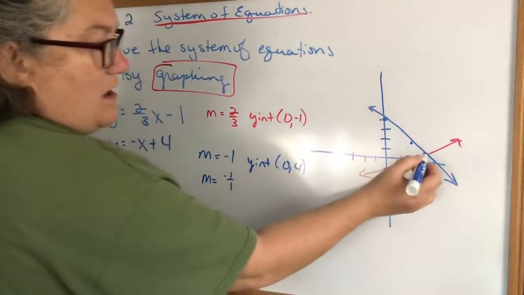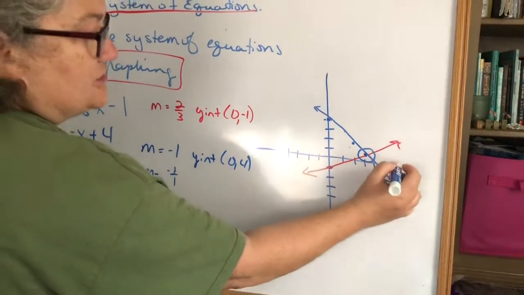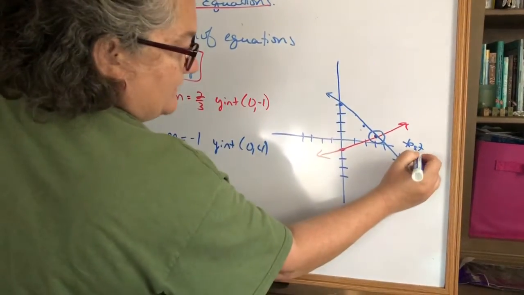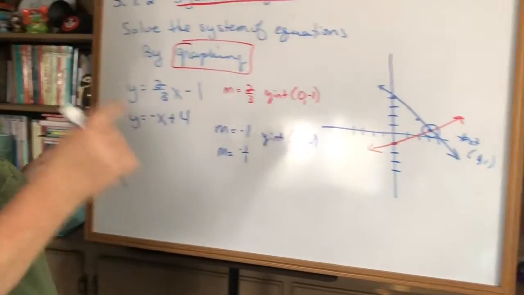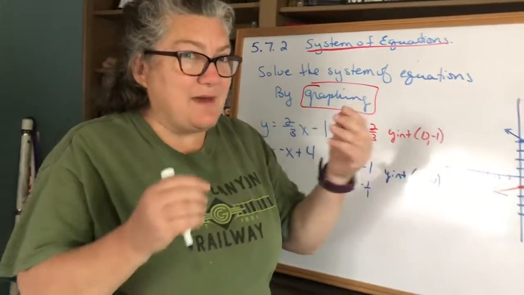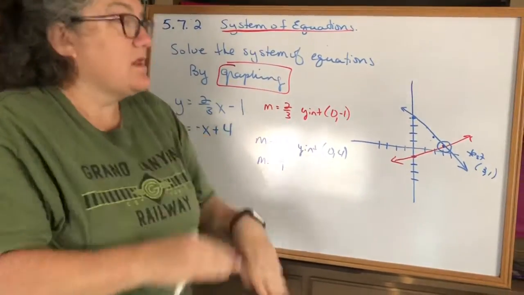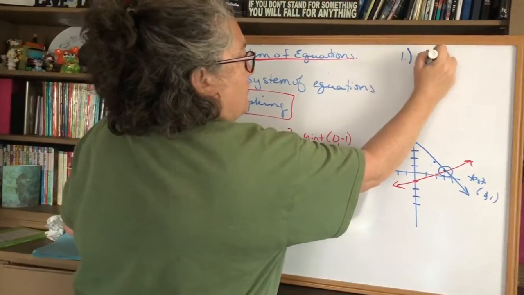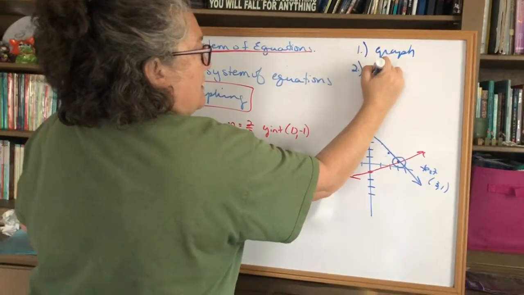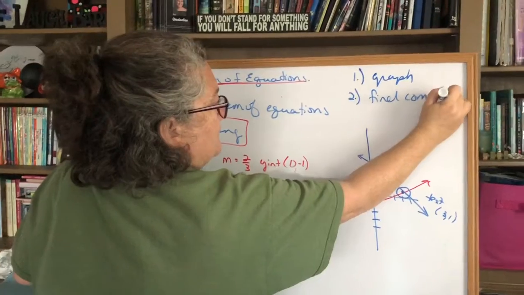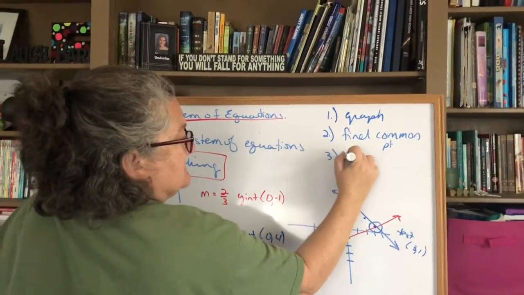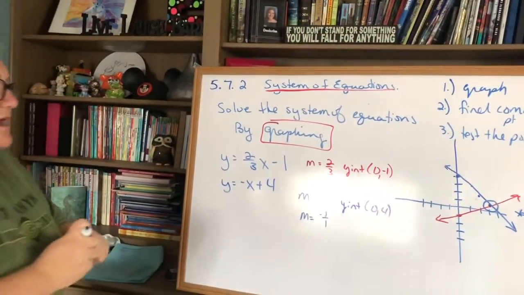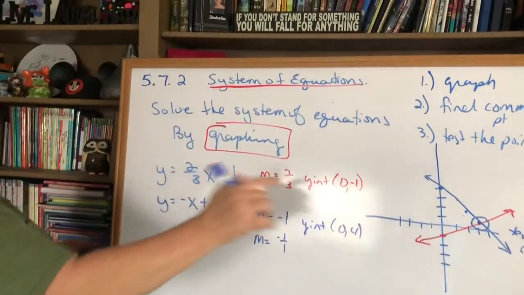Now, where they are in common, which is this point right here, we need to test this point. And this point is at (3, 1). That's what I think it is. So I have to test (3, 1). I can't just go by what it looks like, because my lines might not be meeting up exactly right. So when we graph it, you always have to test it. So the first thing we're going to do is 1, graph, then 2, find the common point, and 3, test the point. Whenever we graph, we always follow those 3 steps.